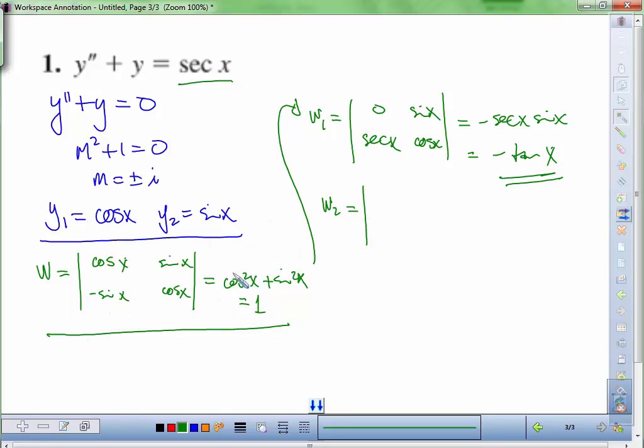W2 is going to be the same as W, except we're going to change the second column. So the first column will stay the same. The second column changes to 0 and the f function or the g function. And then the determinant. So this is cosine x times secant x minus negative, and that's 0, so that's not going to matter. Cosine over cosine is 1, so it's another nice function.